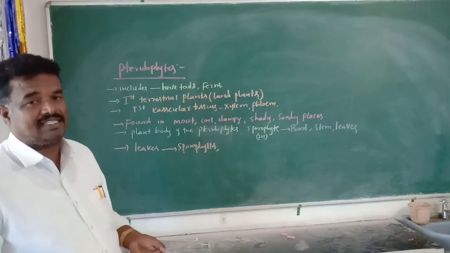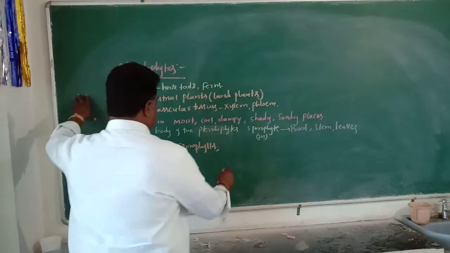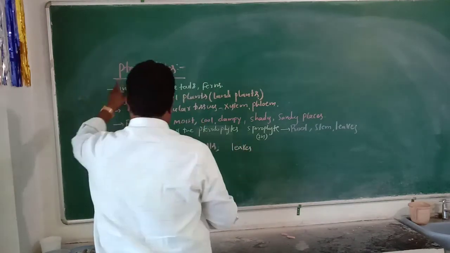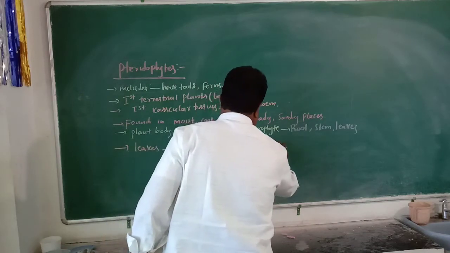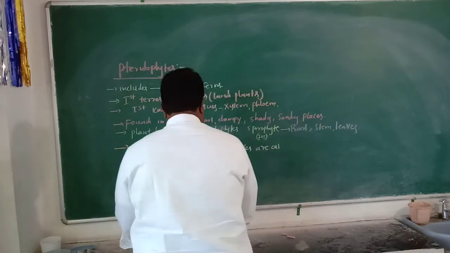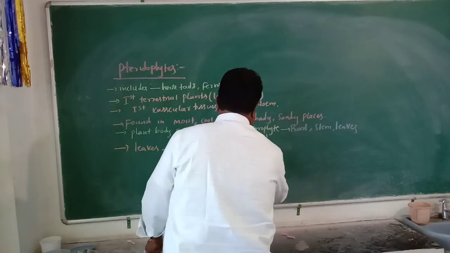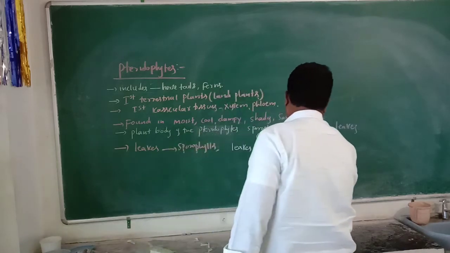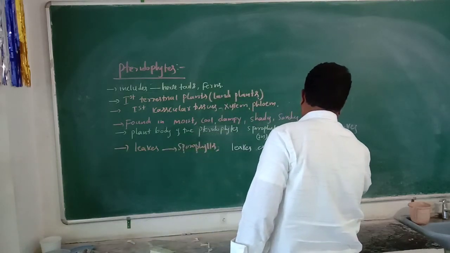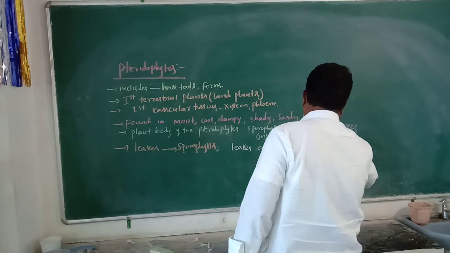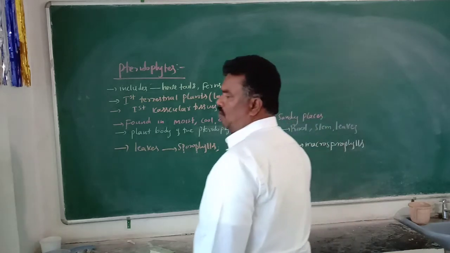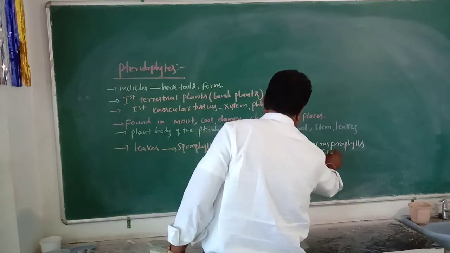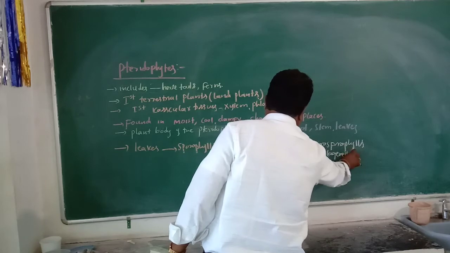In some pteridophytes, the leaves are small in size. Such small leaves are called microsporophylls. The best example is Selaginella.